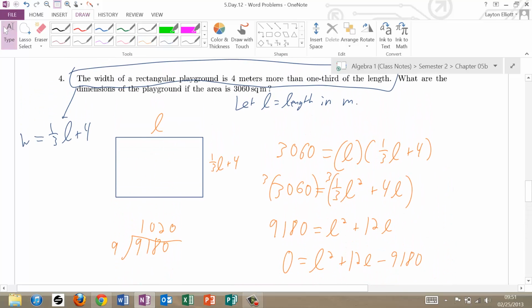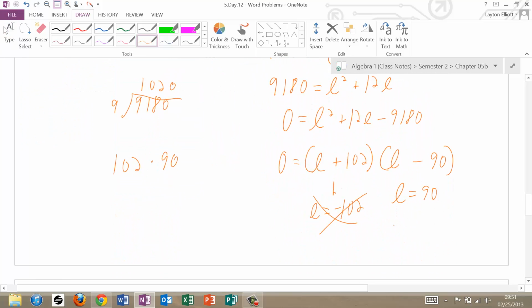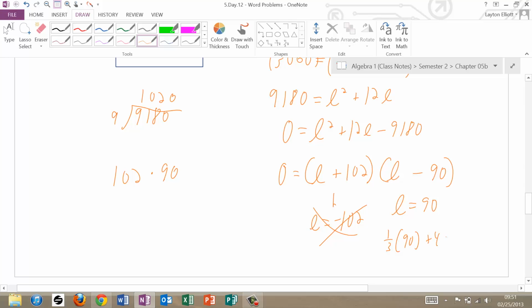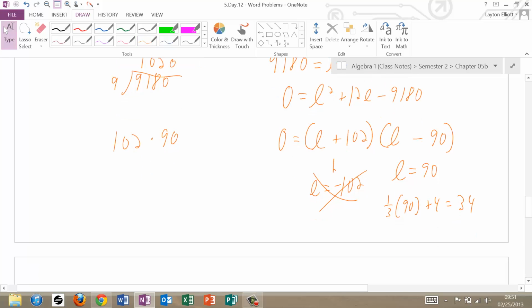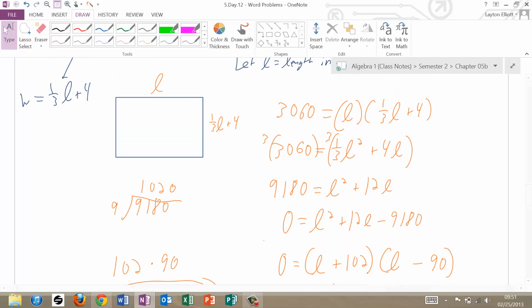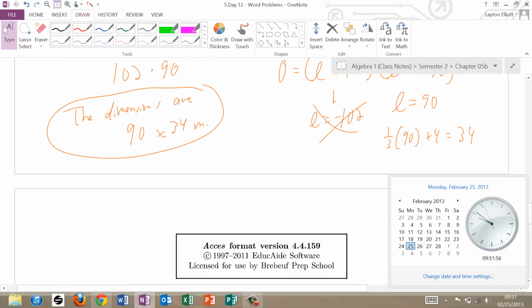So if I look back at the question and it wants the full dimensions, if L is equal to 90, then let's plug that back in. 1/3 times 90 plus 4 is 34. That's the width. So the dimensions are 90 by 34 meters. If I go back to my figure, I should probably put meters in parentheses here, just to make sure that the units are there. And that's it.